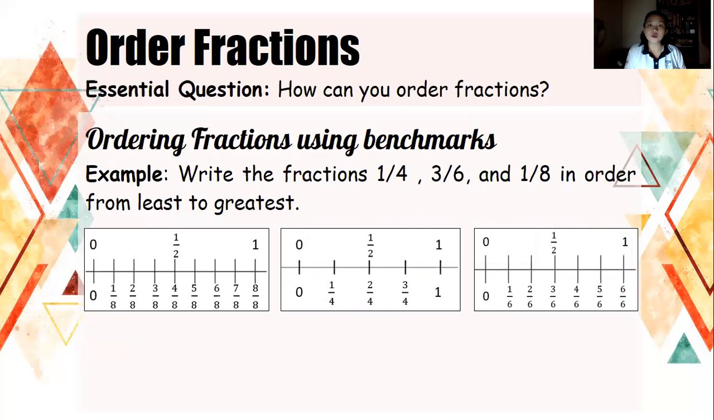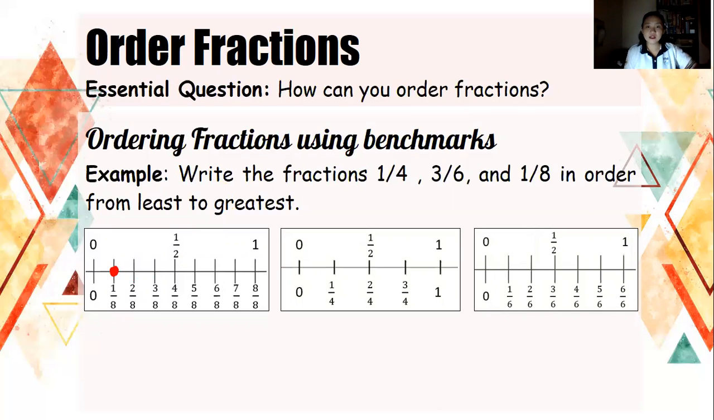Write the fractions 1/2, 3 out of 6, and 1 over 8 in order from least to greatest. In this one, I will be using first the benchmarks. So first, I have the 1/8. So I'll use this number line and spot the location of 1 over 8.